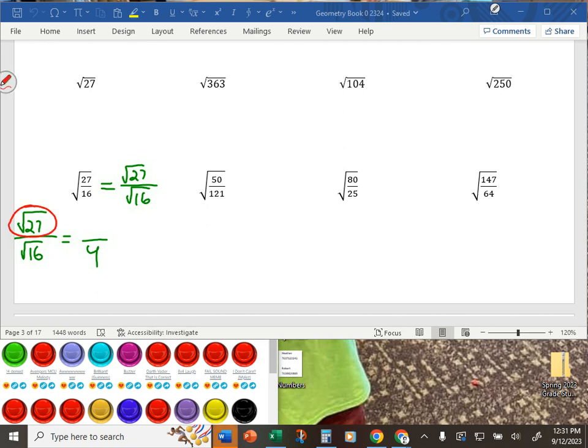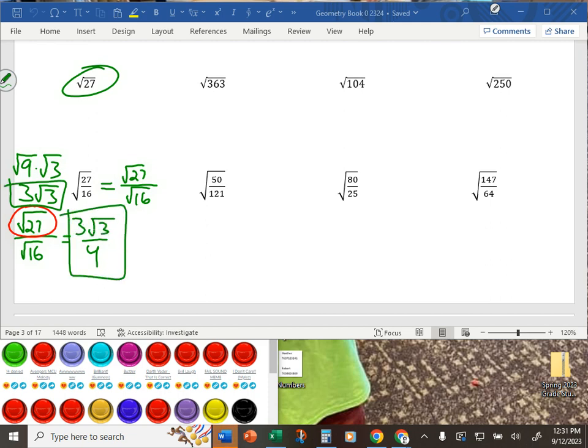Simplifying, no, Nathan. Simplifying root 27, with 9 and 3. Root 27, we can simplify that to be root 9 times root 3. It's really the same thing. Root 9 times root 3, the root 9 becomes 3, and the other one stays root 3. And so our final answer is 3 root 3 over 4.